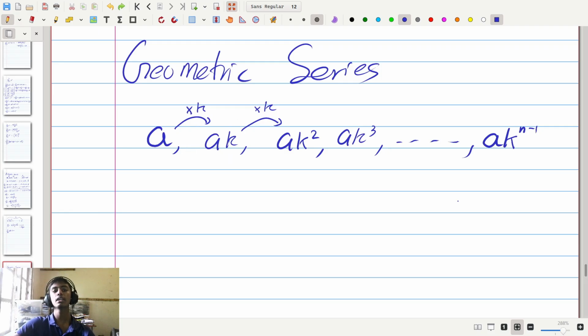Since the second term is k to the power of 2 minus 1, the third term is k to the power of 3 minus 1, and so on. The last term in the series, which has n number of terms, is going to be a times k to the power of n minus 1.